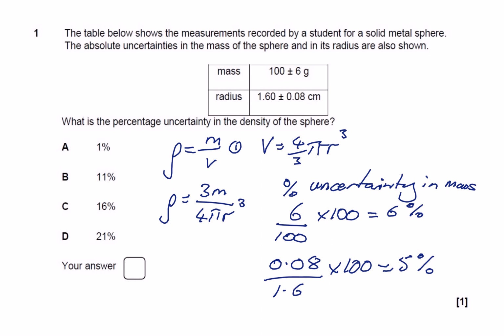So therefore we've got a percentage uncertainty there of 6, and then because we're doing this 3 times, we've got 15% here, so 6 plus the 15 gives me a final answer of 21%. So our final answer is D.